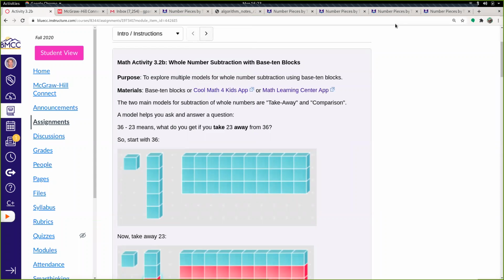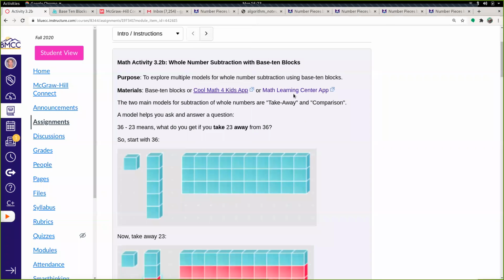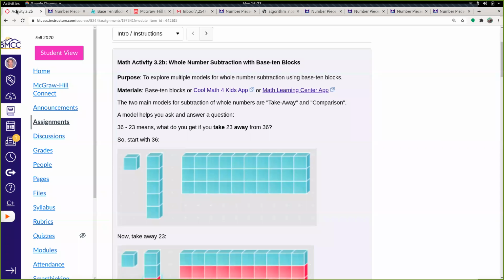Okay, so this is activity 3-2B about subtraction with base 10 blocks. And you can draw them or you can do screenshots of either the Cool Math for Kids app, which we used early on, or the Math Learning Center, which we've been using for the last week. And I've decided I like the Math Learning Center one because you can share what you do, which is kind of fun, and you can write all over it.